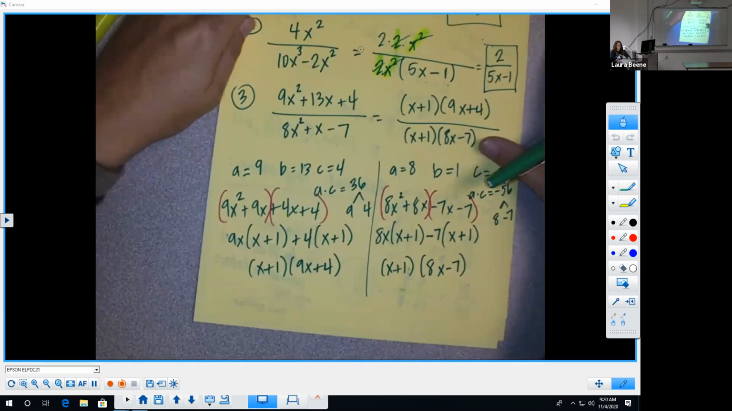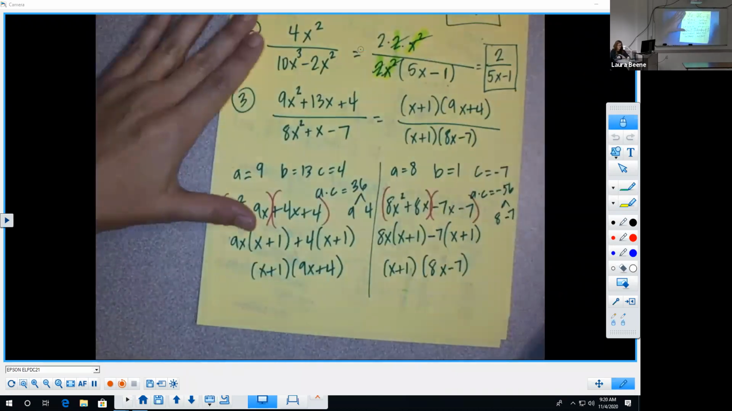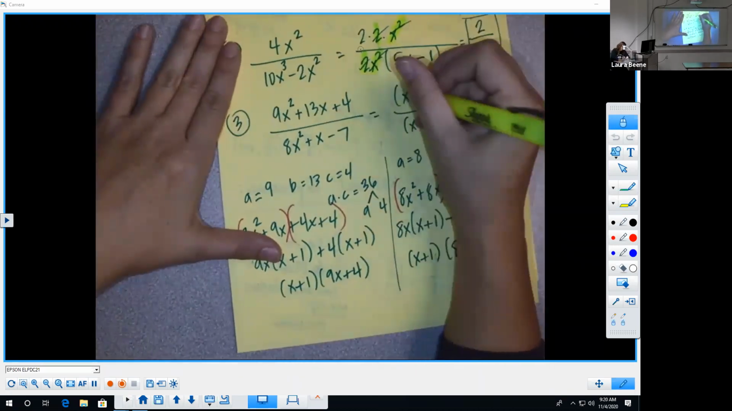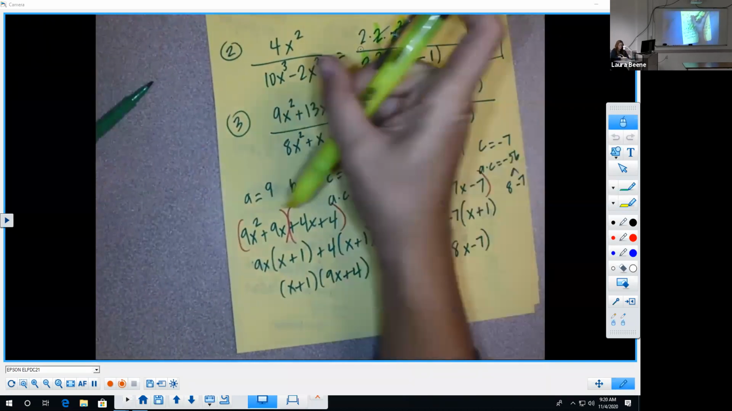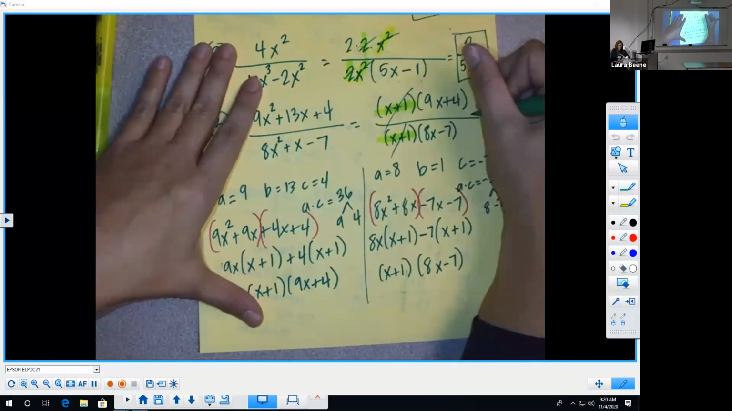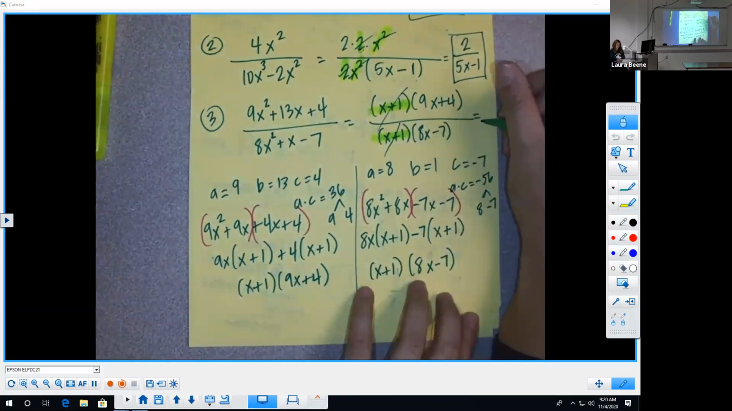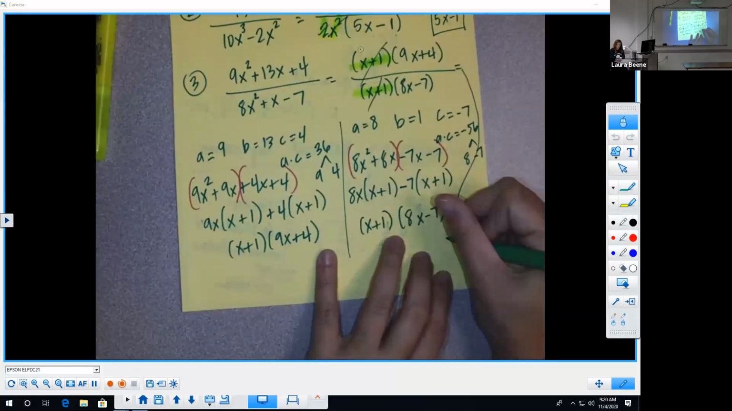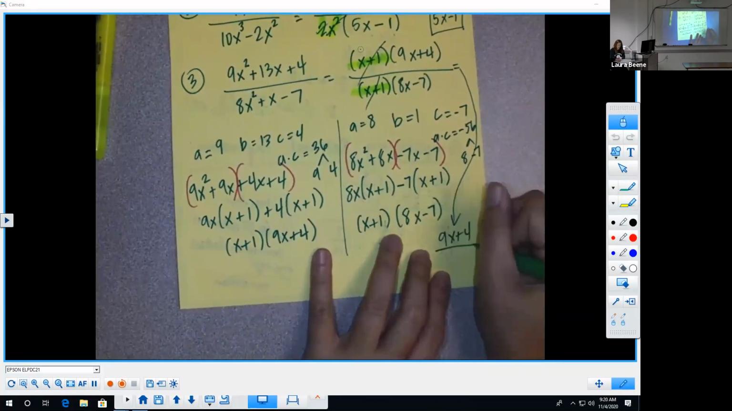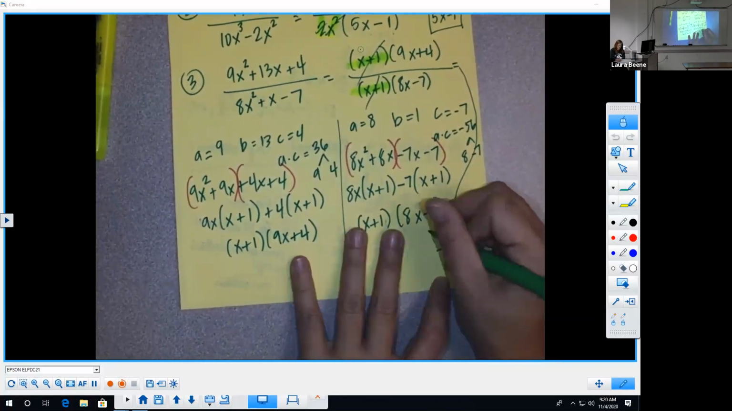So now, common factors. What common factors do you have? x plus 1. That's what I can cancel out. And left over is, I'm out of room here, so I'm going to do it way down here: 9x plus 4 on top over 8x minus 7 on bottom.